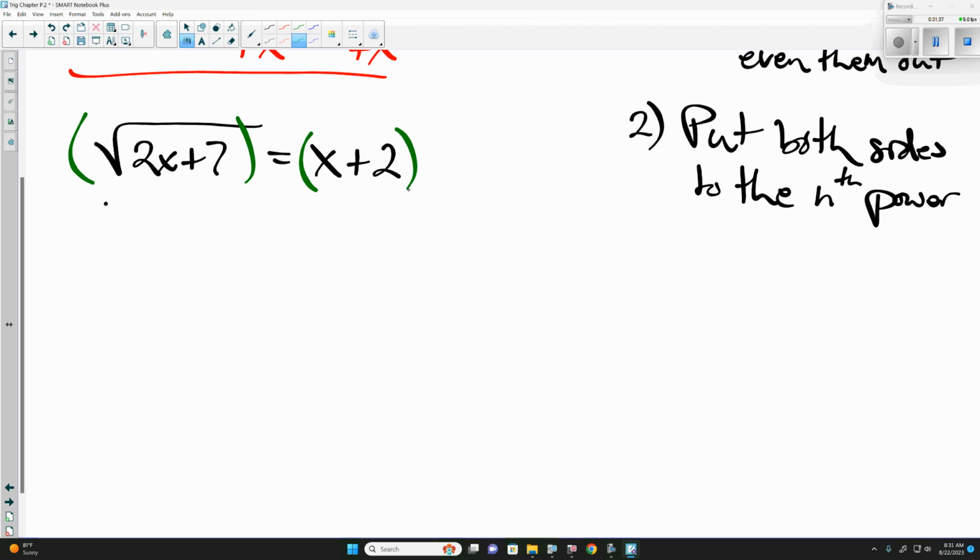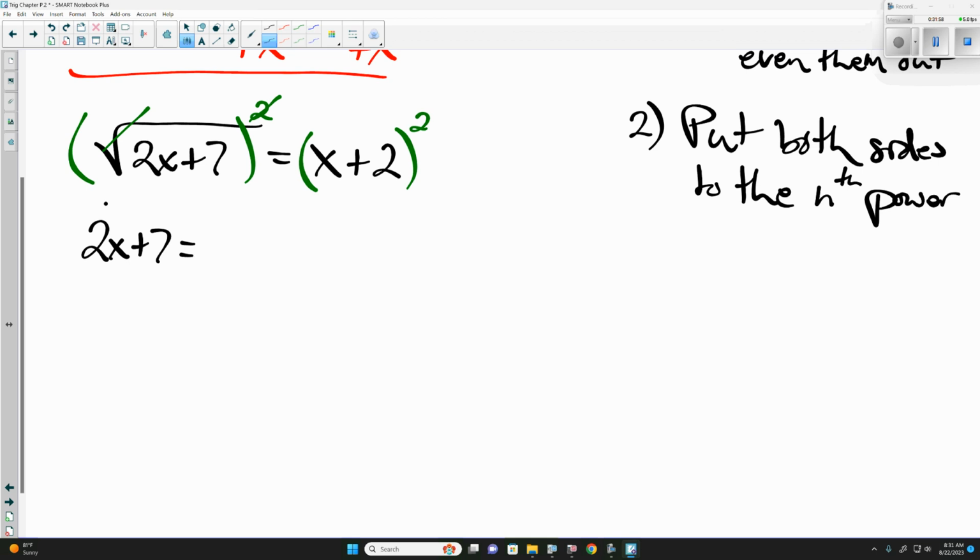So we have a square root. To simplify a square root, we would use a 2. Because here the square root and square would cancel, leaving us with 2x plus 7 is equal to. Now the other side we have is x plus 2 squared.